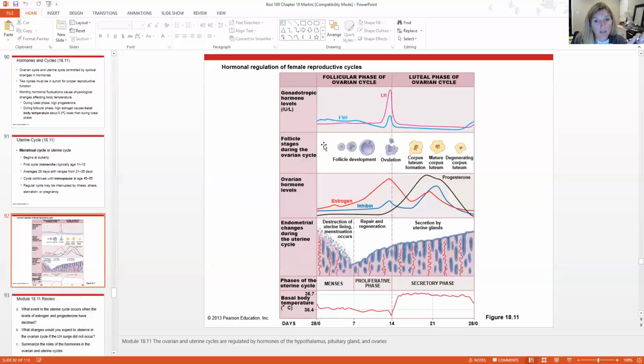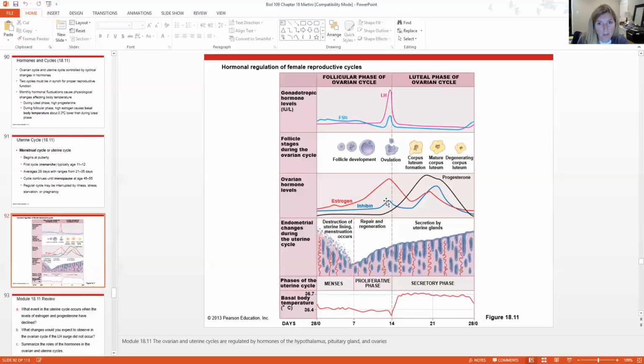Our follicular phase, everything's developing. LH and FSH are encouraging this development of the follicle. That surge of LH is going to cause ovulation to occur. If we look at our ovarian hormones, inhibin, estrogen, progesterone, there's a surge of estrogen just before ovulation. That's because LH is encouraging estrogen to be released. It's all related to ovulation.